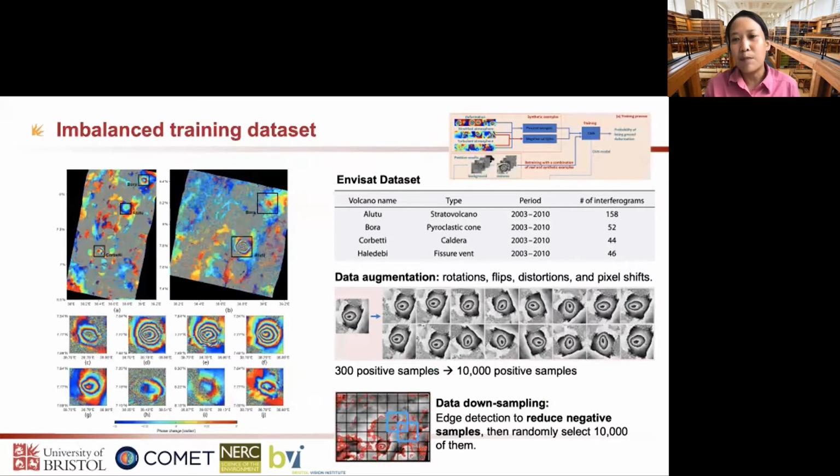So when we first started our project about 5 years ago, we had only the InSAR data set. So we used a simple technique called data augmentation to balance the data set. The positive samples are augmented with rotation, flips, distortion, and translation, while the negative samples are selected only where the patch contains the edge of that. But because we use the wrapped interferograms, of course, if the patch doesn't have any edge information, that means there is no deformation signal.